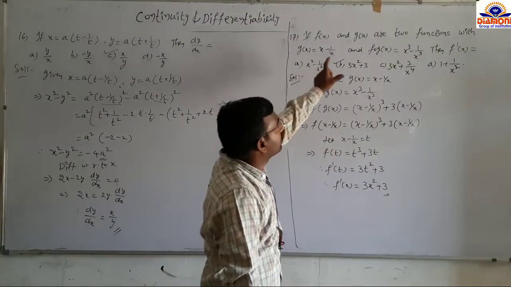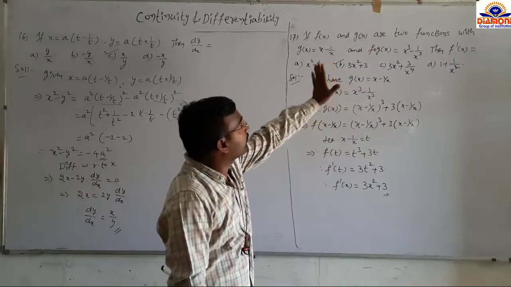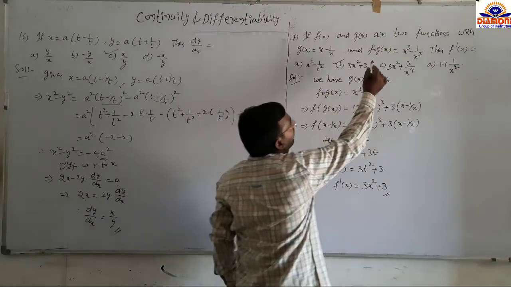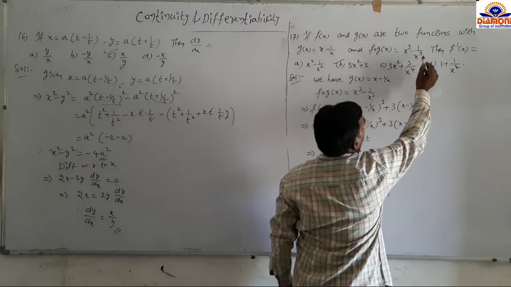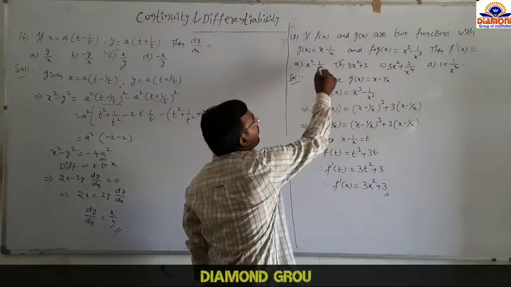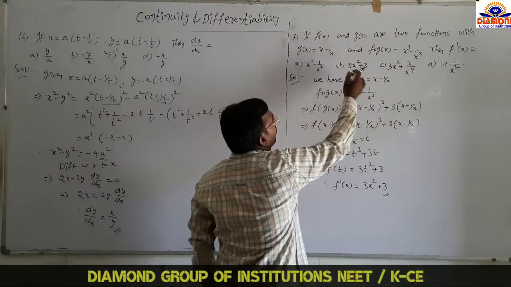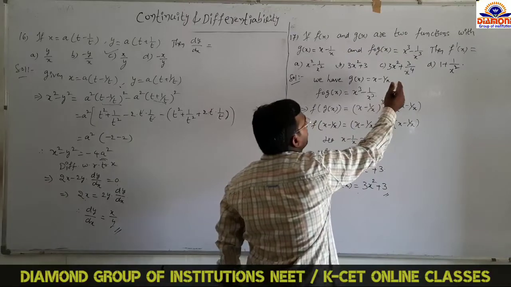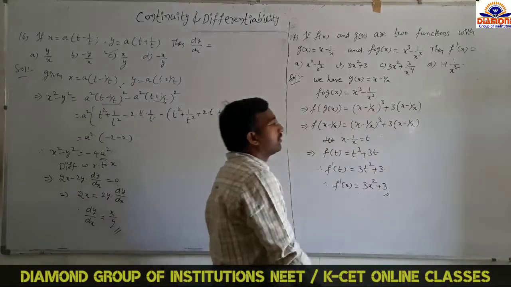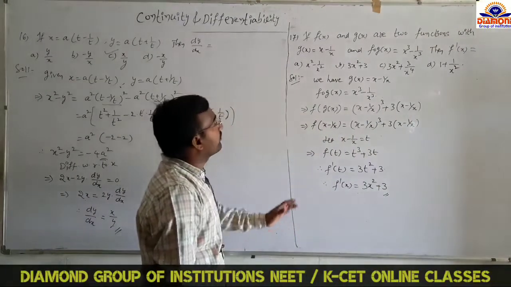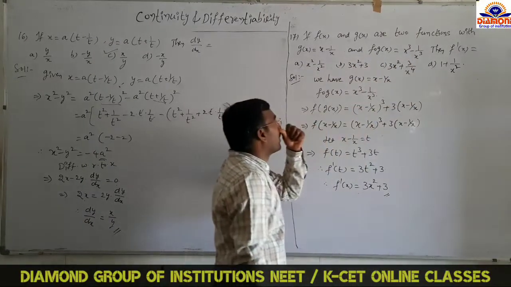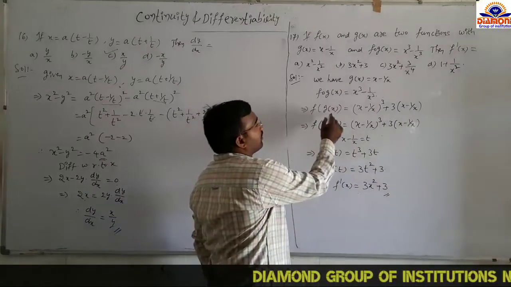If f of x and g of x are two functions, with g of x equal to x minus 1 by x and f circle g of x equal to x cube minus 1 by x cube, then f dash of x equals: option A x square minus 1 by x square, option B 3x square plus 3, option C 3x square plus 3 by x power 4, option D 1 plus 1 by x square. So what are the given function values? g of x equal to x minus 1 by x, f circle g of x equal to x cube minus 1 by x cube. f circle g of x is nothing but f of g of x.